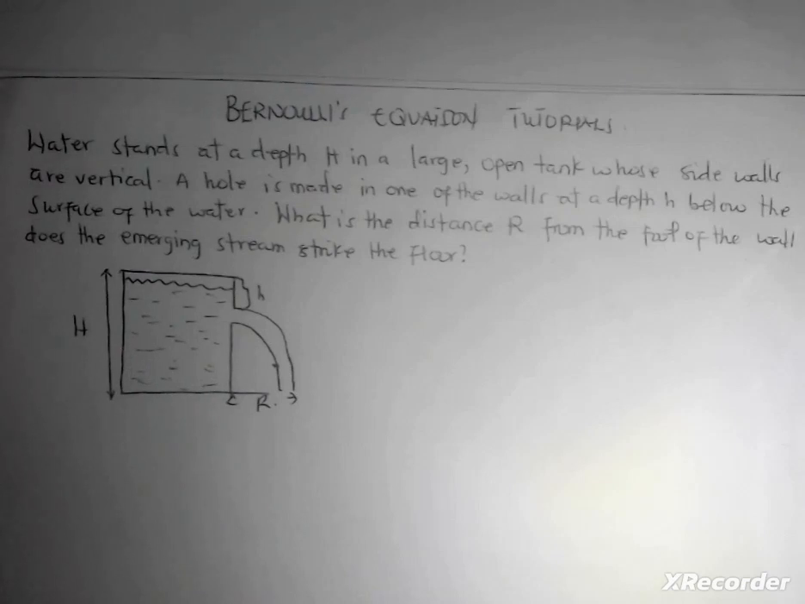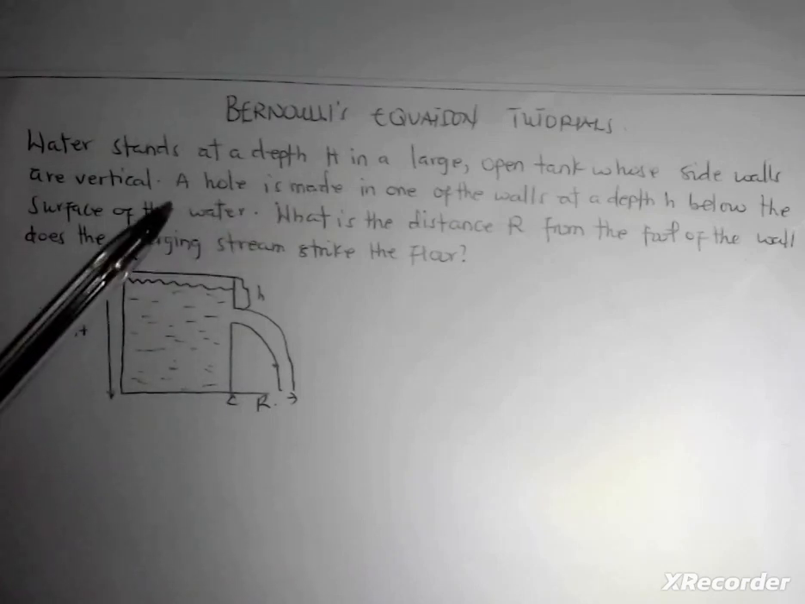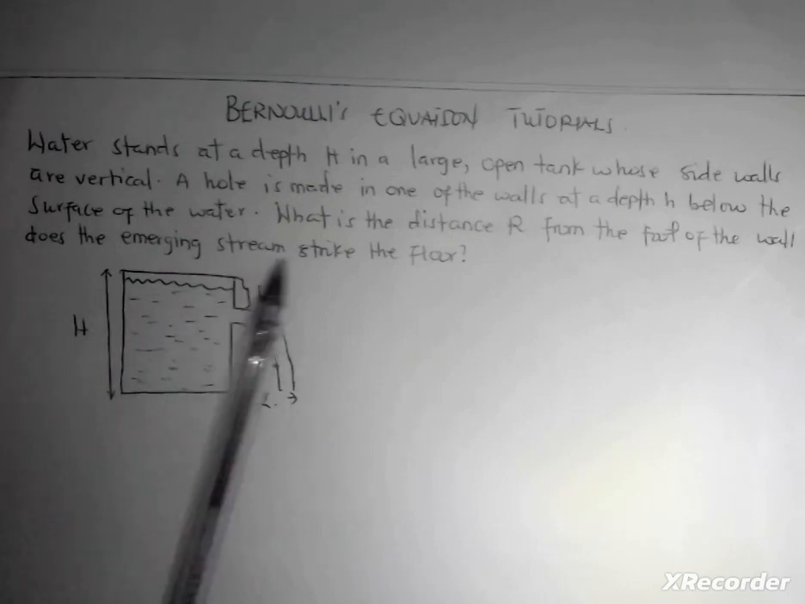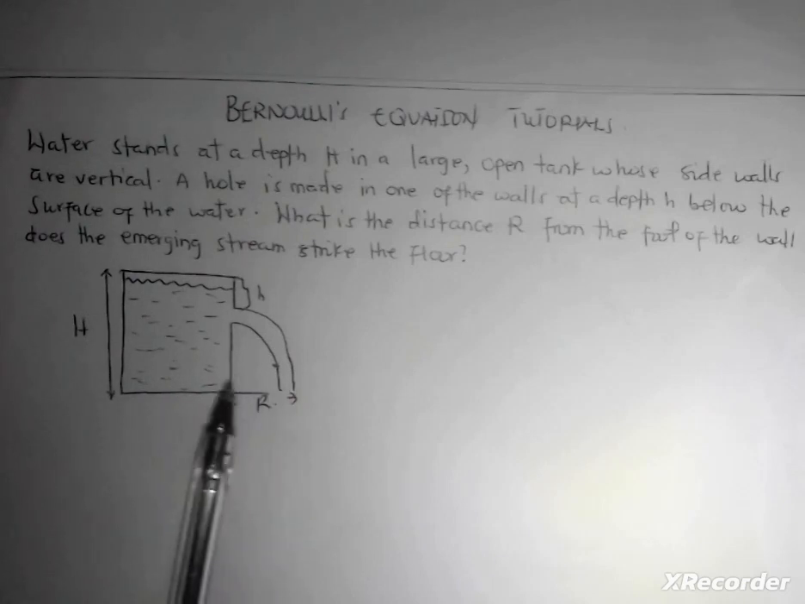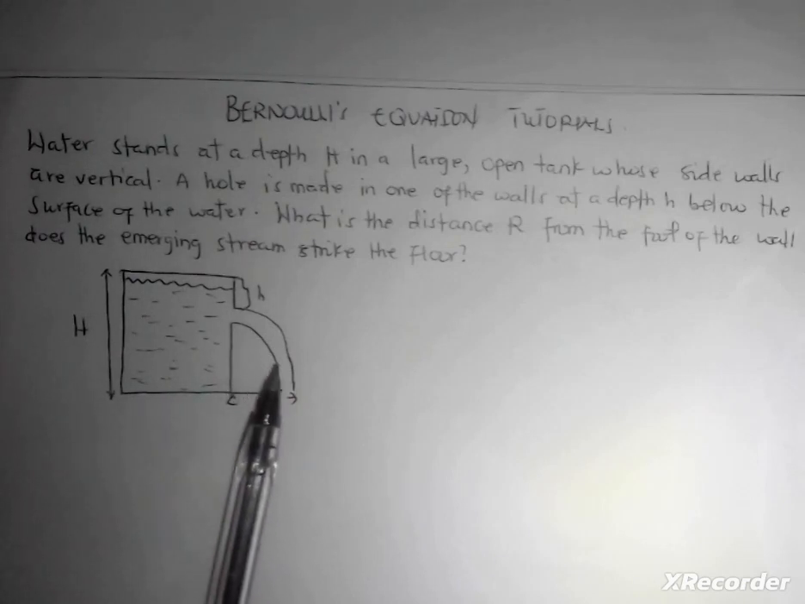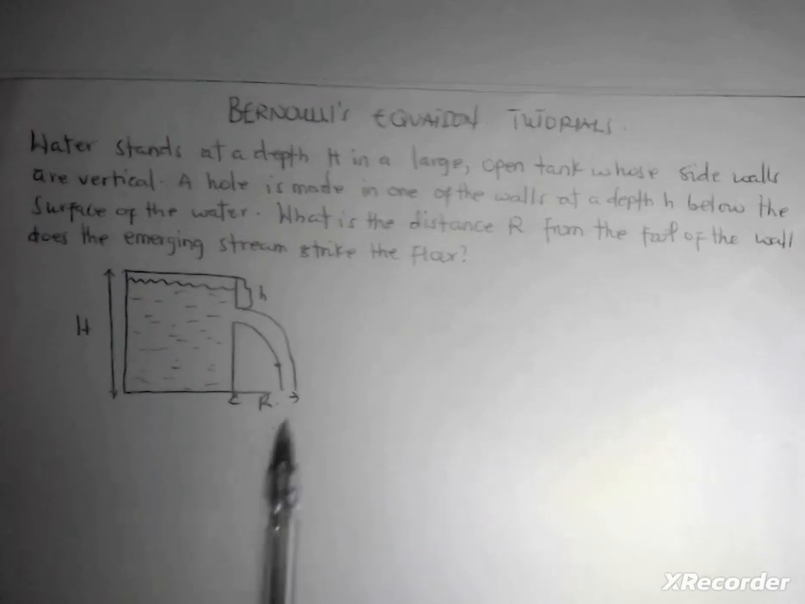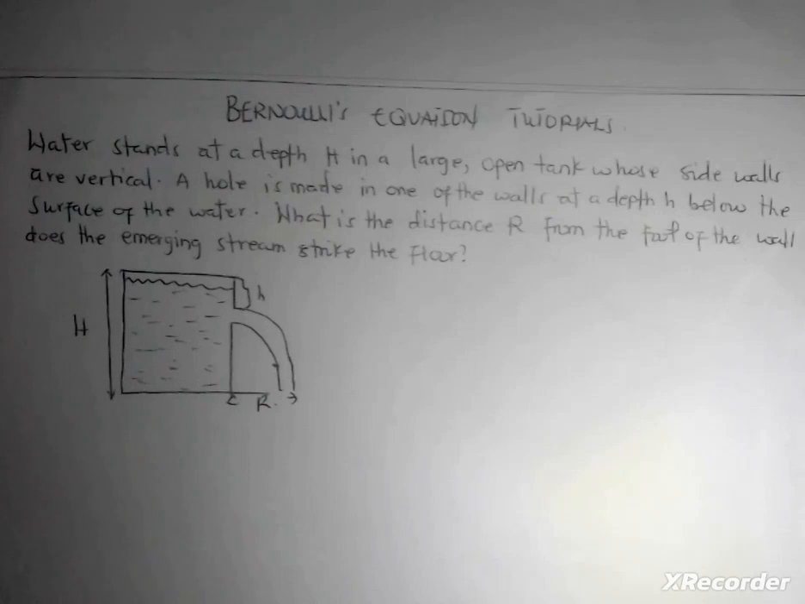So let's go into what we have for this video. Water stands at a depth h in a large open tank whose side walls are vertical. A hole is made in one of the walls at a depth h below the surface of the water. What is the distance r from the foot of the wall that the emerging stream strikes the floor?